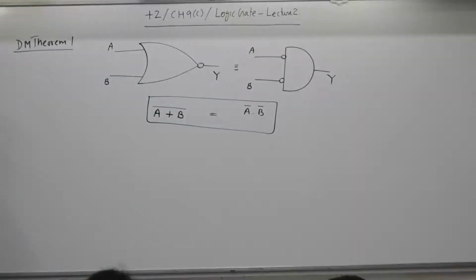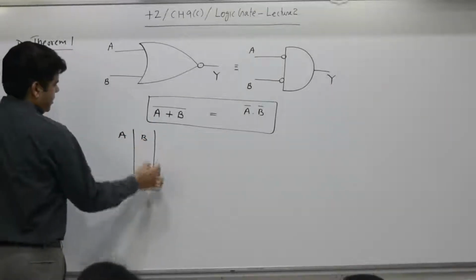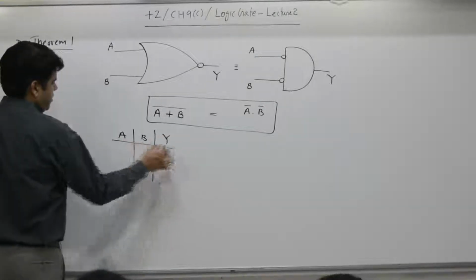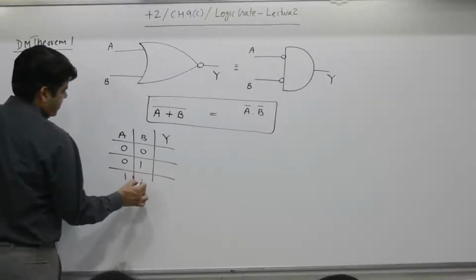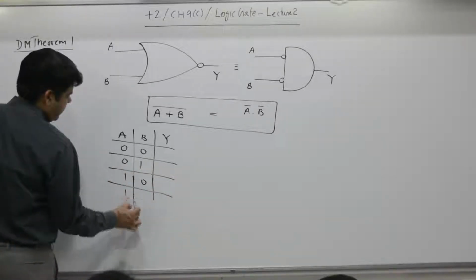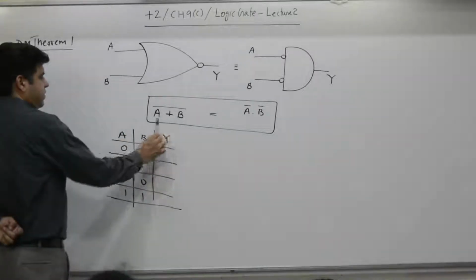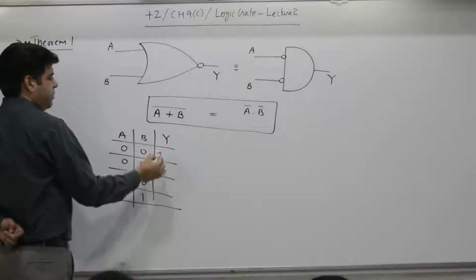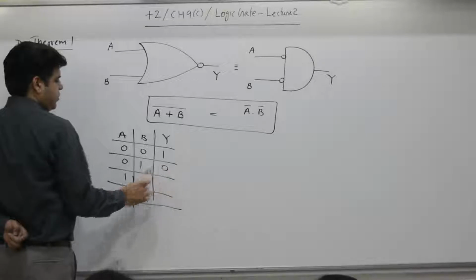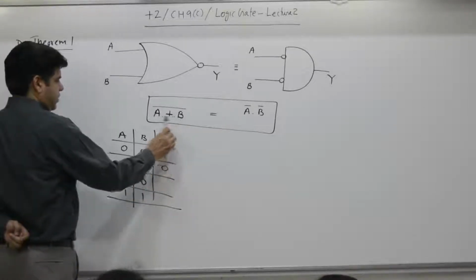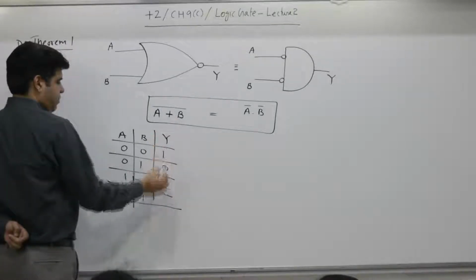Truth table, confirm it. For the left hand side, the truth table is A, B, Y: 0 0, 0 1, 1 0, 1 1. Follow. Left side. 0 ORed with 0 is what? 0. Its complement is 1. 0 ORed with 1 is 1. Complement is 0. 1 ORed with 0 is 1. Complement is 0. 1 ORed with 1 is 1. Complement is 0.